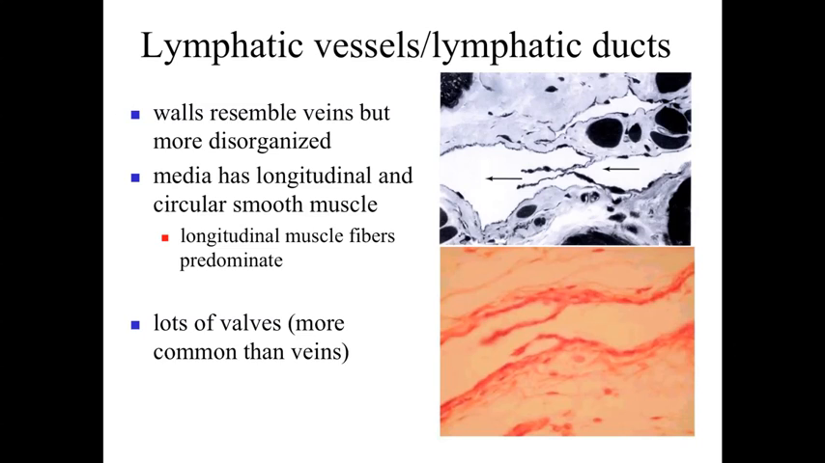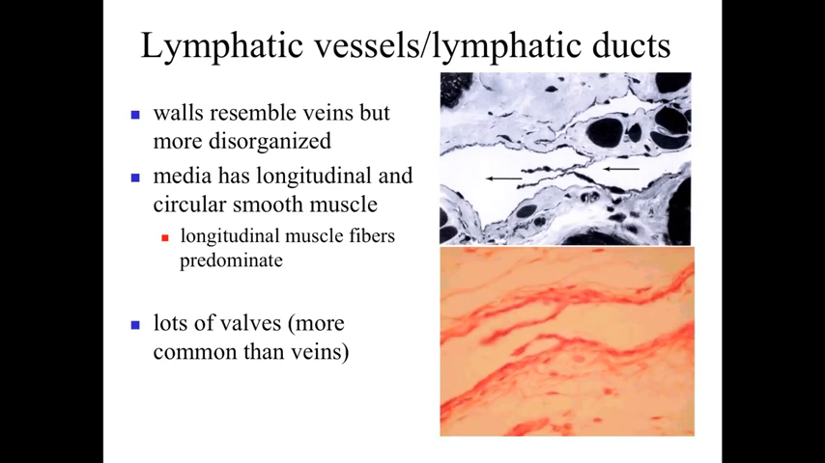Take a look at the walls: disorganized. It's not as well layered as what we would see in a cardiovascular system vessel. And you're also going to see lots and lots of valves. There are going to be many more valves within a lymphatic vessel than we're going to see within veins. And so if you see a valve, you should automatically think either vein or lymphatic vessel.